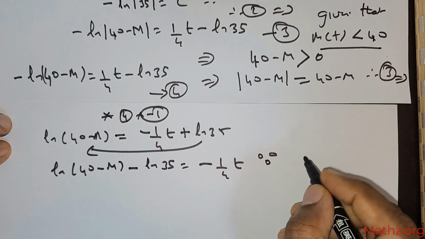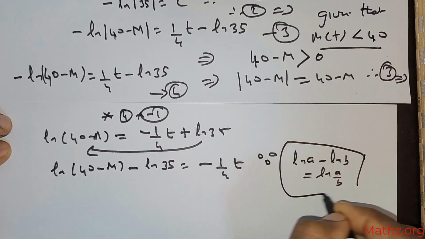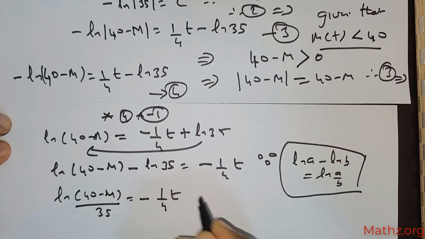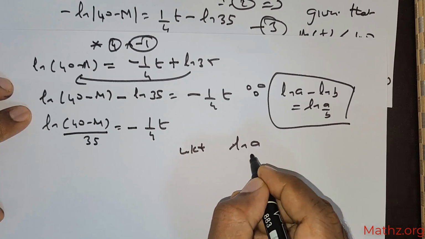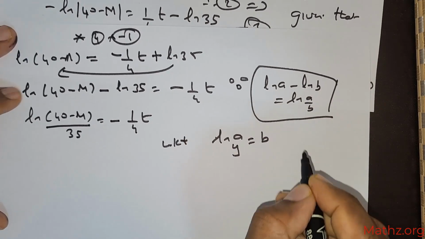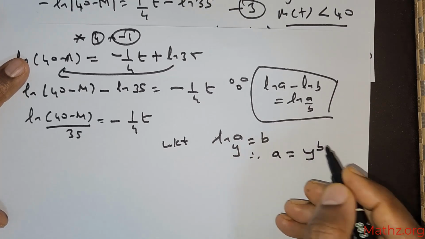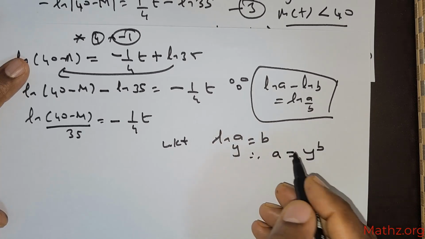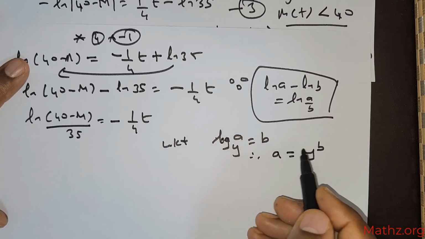Now we know that ln a minus ln b is equal to ln of a over b. So this is ln of (40 − m) divided by 35 is equal to negative 1 over 4 times t. We also know that log a to the base y is equal to some b. Therefore a is equal to y raised to the power of b. Now in this case y is going to be equal to e here. So just to avoid some confusion, I'll take it as log.